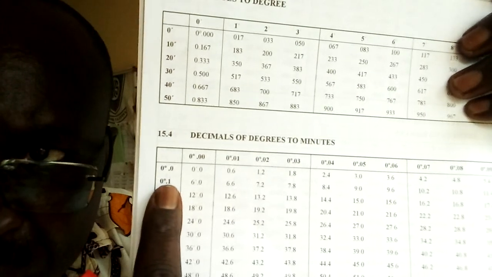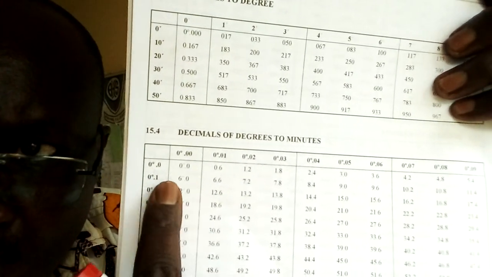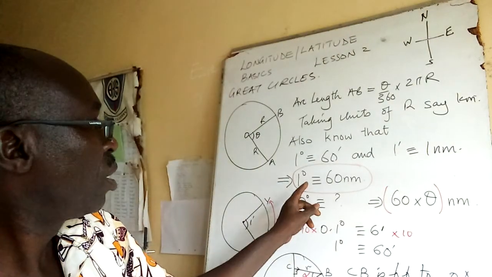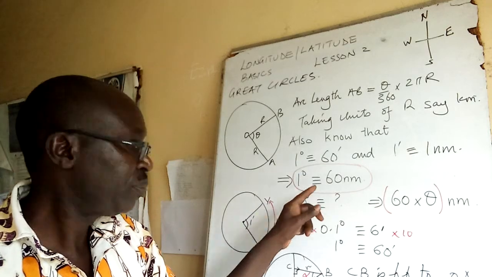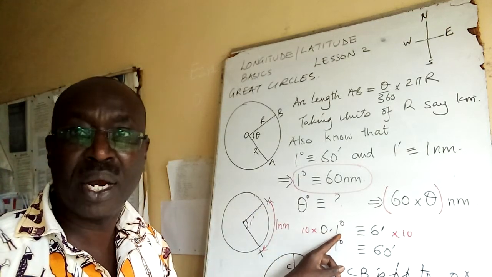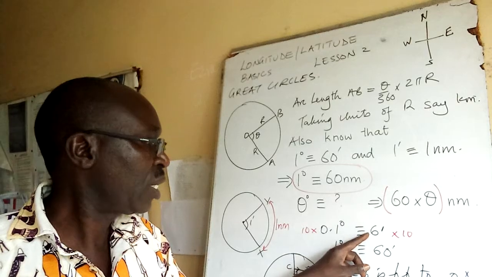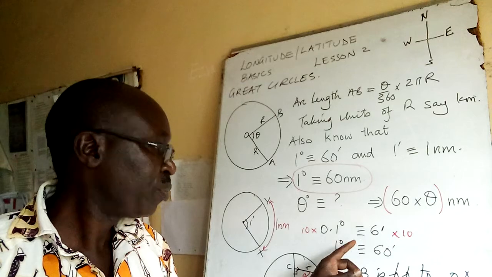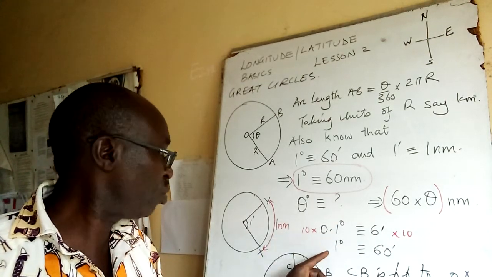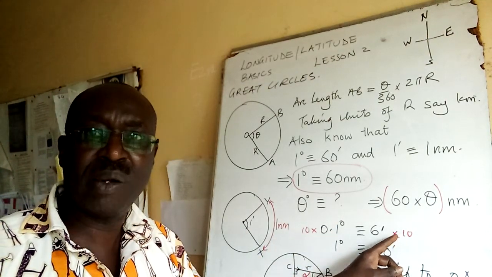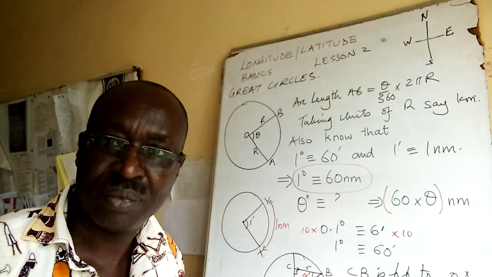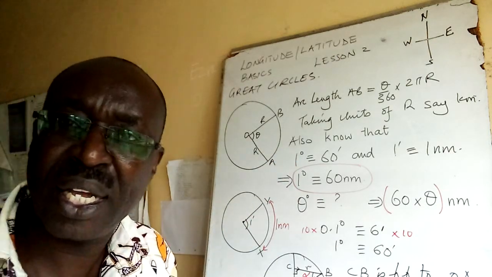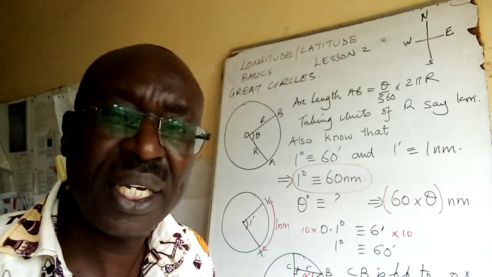And you can pay attention at this second row. 0.1 degrees gives you 6 minutes. Here, okay? 0.1 degree gives me 6 minutes. If you multiply both sides by 10, 0.1 by 10, you get 1. 10 by 6, you get 60. And that is what I have quoted here. 1 degree is equal to 60 minutes.